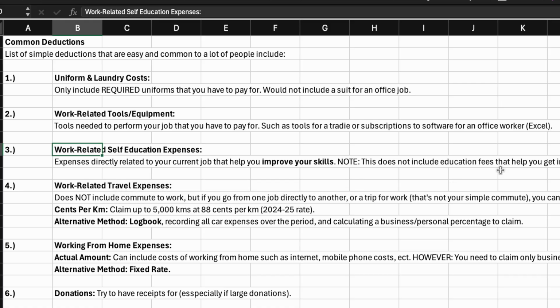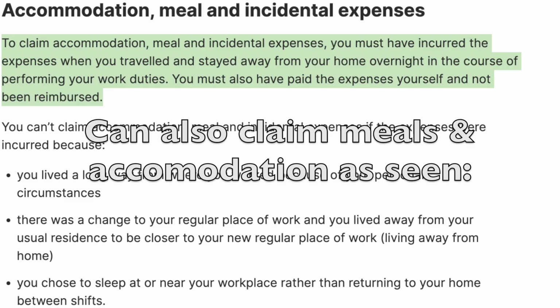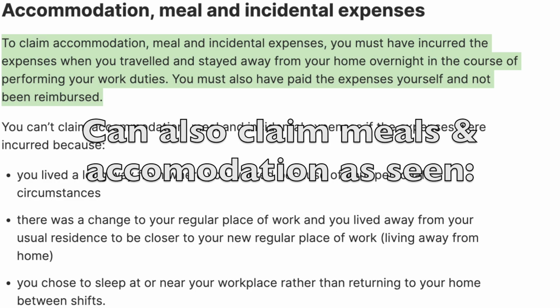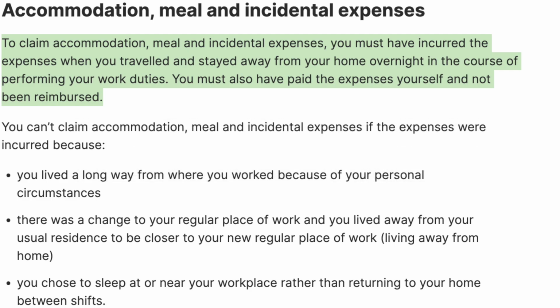Anyway, moving on, we have work-related travel expenses. This includes kilometers you do for work-related travel, but it does not include your regular commute to work. So driving from home to work, you cannot claim that. But if you're going from one job to another job without going home in between, which would mean you had two jobs, you can claim that. Or if you're going on a work trip for your job, say you're going to a conference, you can claim that.